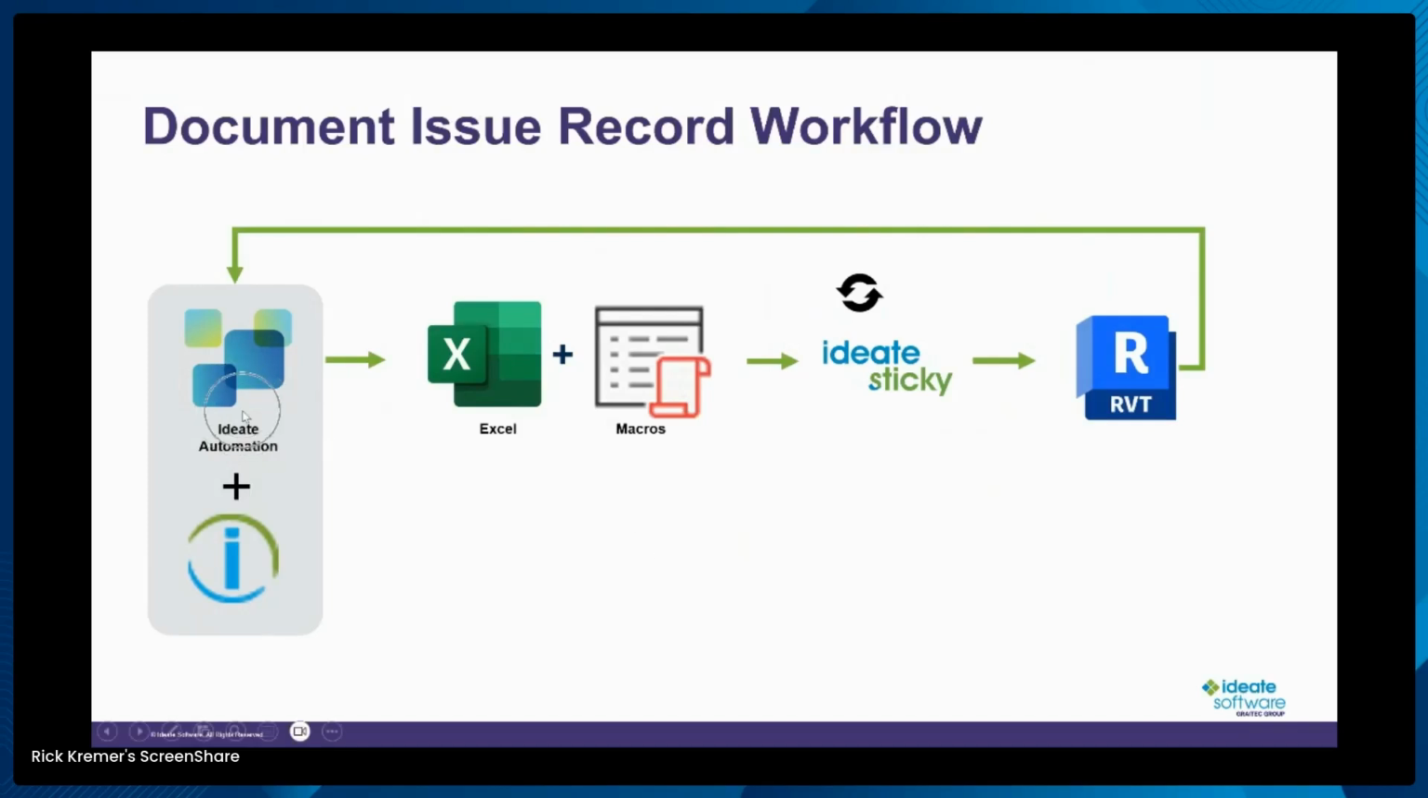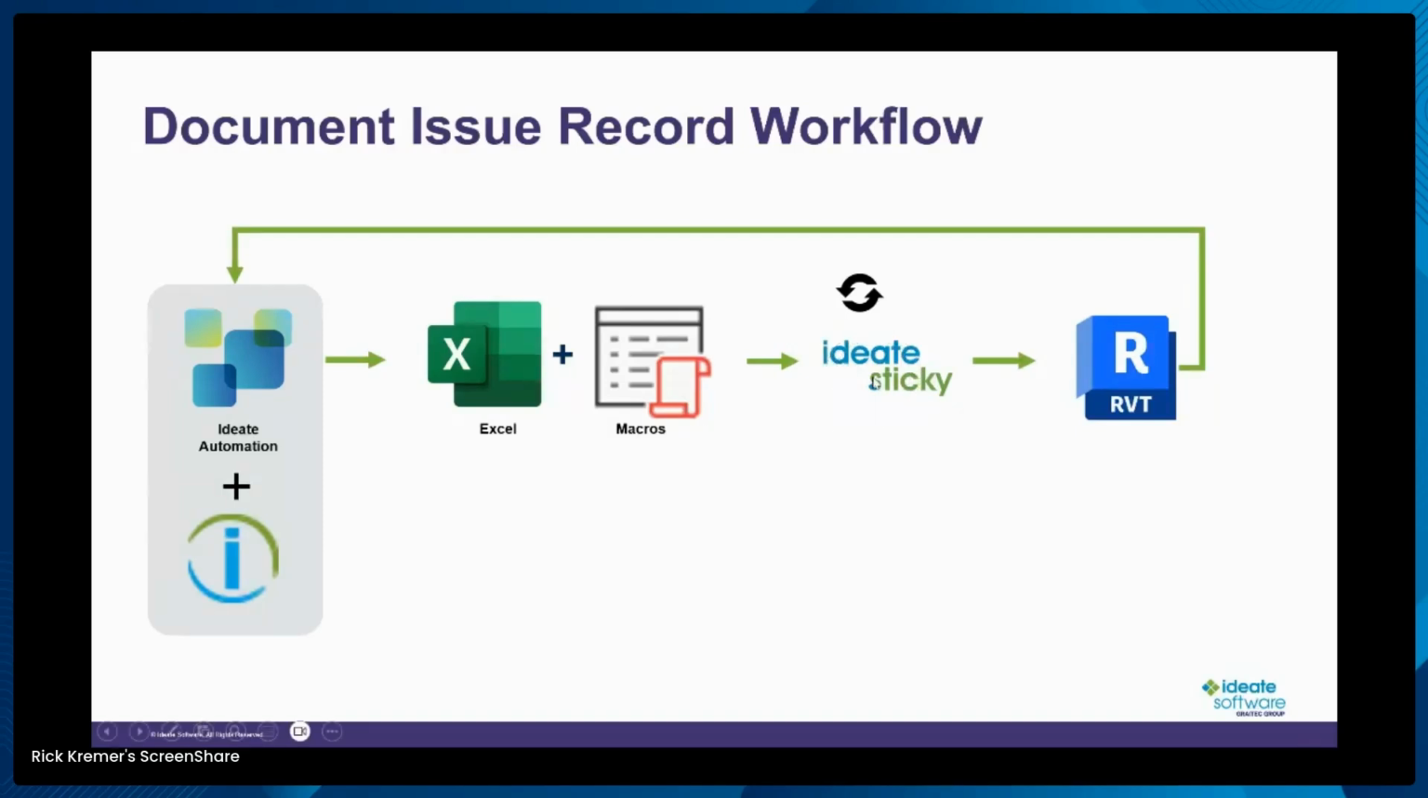On the left-hand side, here's what we're going to be taking a look at: Ideate Automation and BIMLink. In Ideate Automation and BIMLink, we work together to bring these two pieces of information into our Excel document. Here within the power of Excel, we run our powerful macros within Excel to generate our information. In this case, we're looking specifically at document issue records. Keeping in mind, all of those scripts are already included in BIMLink. So there's nothing that we need to create from scratch.